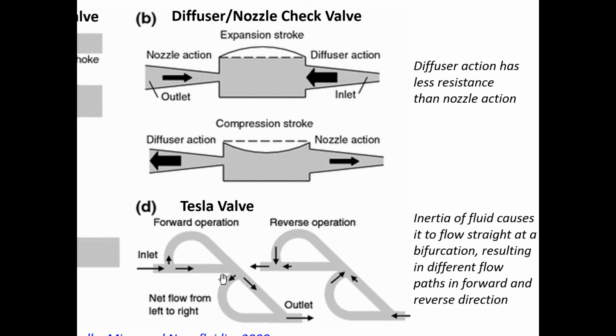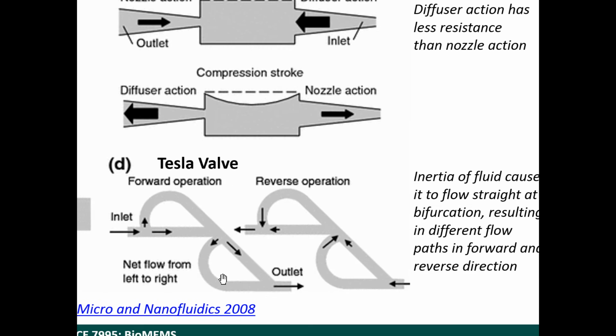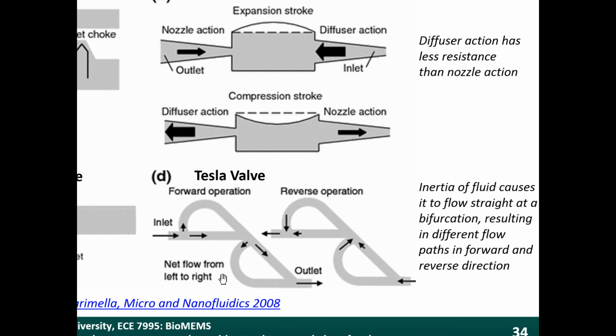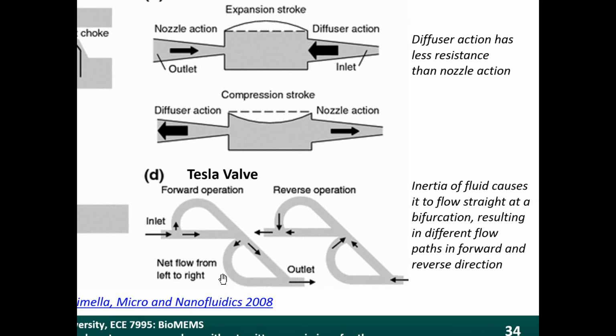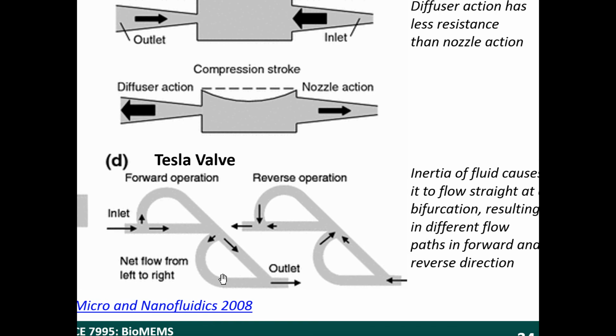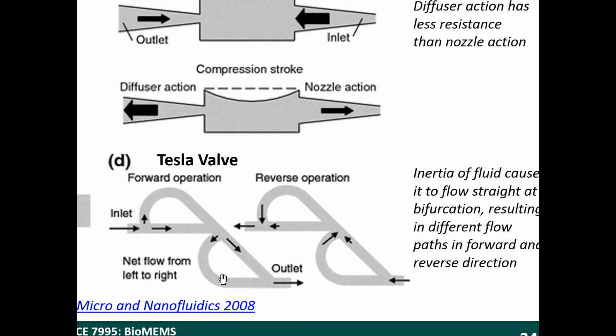So let's talk. The Tesla valve is another type of design that has different flow resistances in one direction versus the other. So in the Tesla valve, the inertia of the fluid causes it to flow straight at a bifurcation, resulting in different flow paths in the forward and reverse direction. So let's look at this. This is an interesting design here.